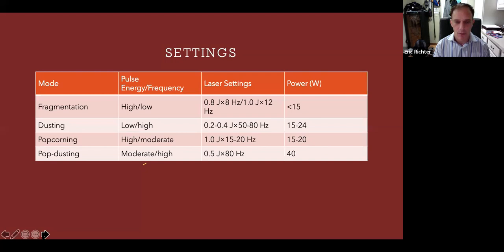Popcorning is kind of a combination. And then the pop dusting is like half a joule at 80. So oftentimes I'll start out with a setting of like 0.2 and 80 to debulk the stone. And then at the end, I'll switch to that. I don't usually go as high as 0.5, but I'll go about 0.4 and 80 to get that popcorning, pop dusting effect.